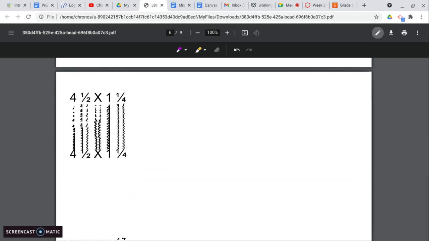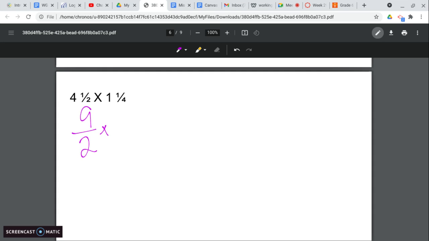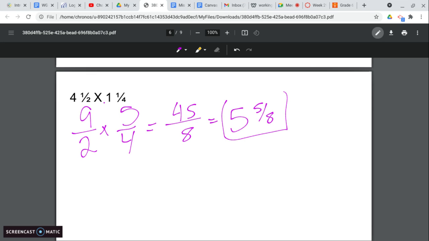All right, 4.5. So 4 times 2 is 8, plus 1 is 9. So we have 9 halves times 1 times 4 is 4, plus 1 is 5. So 5/4. 9 times 5 is 45. 2 times 4 is 8. 8 can go into 45 5 times with 5 left over. So 5 and 5/8.